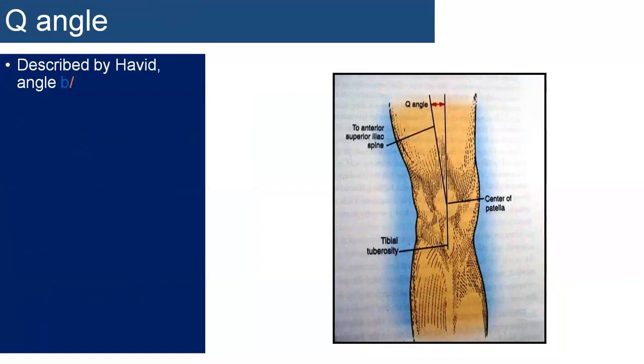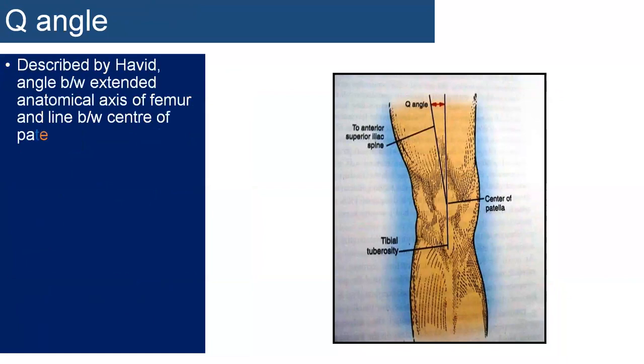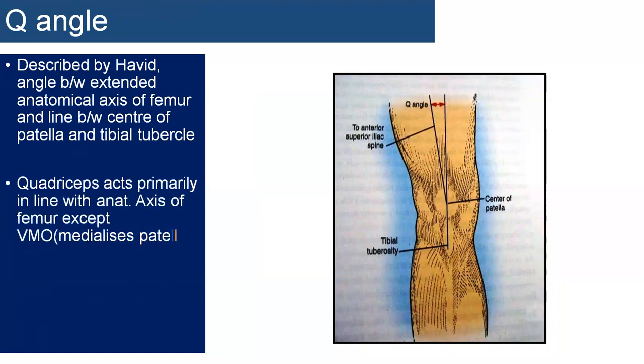Lastly, the Q angle, as described by Hvid, is the angle between the extended anatomical axis of the femur and the line between the center of the patella and the tibial tubercle. The quadriceps acts primarily in line with the anatomical axis of the femur, except the vastus medialis obliquus, which medializes the patella in terminal extension.